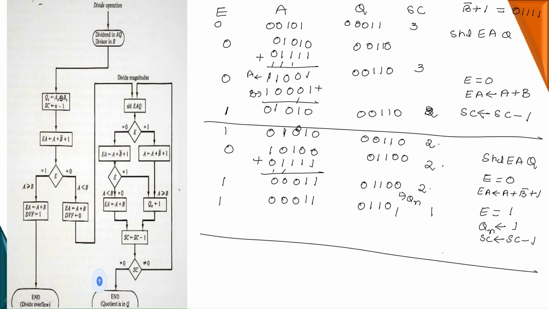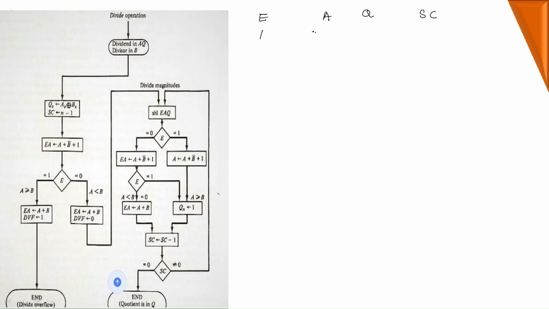We'll continue. E is 1, A is 0 0 0 1 1, Q is 0 1 1 0 1 and sequence counter is 1. So perform again shift left on the contents of EAQ. So it becomes 0 0 0 1 1 0, 1 1 0 1 0 and 1. Now check the value of E. So E is 0. When E is 0, you have to perform EA implies A plus B complement plus 1.